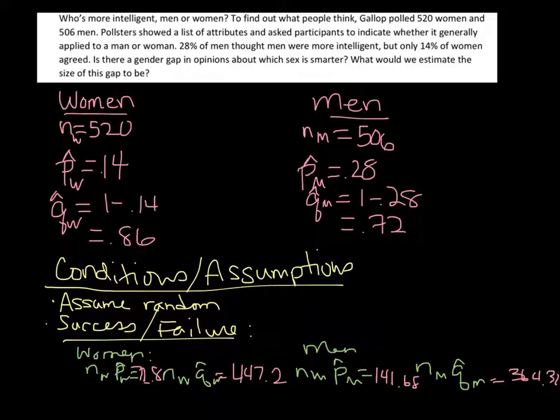I'd recommend you just do them on your own, just to make sure you can do it, but I think by now you're probably pretty good at these. By the way, just a fun little thing, just in case you didn't realize it: whenever you do your success failure, if you add up the values from the np and the nq for each of these samples, you'll get the sample size. Like if you add up 72.8 and 447.2, you end up getting your sample size of women. That's not really that helpful, but it's nice to know.